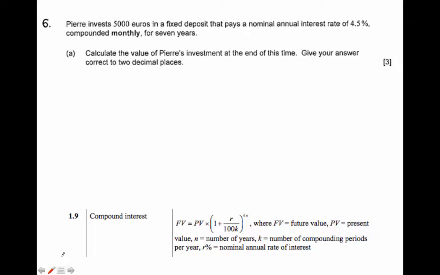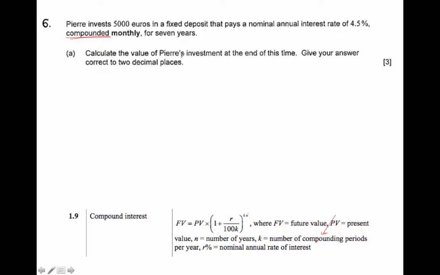Okay, in question 6, we're told that Pierre is investing €5,000 in a deposit, nominal annual interest rate of 4.5% compounded monthly. Okay, compounded. So we're dealing with compound interest. So here's a compound interest formula given in the sheet. The future value equals the present value times 1 plus the rate of interest as a percentage over 100 times K, where K is the number of compounding periods per year. So how often in a year is the amount paid, and where N is the number of years.